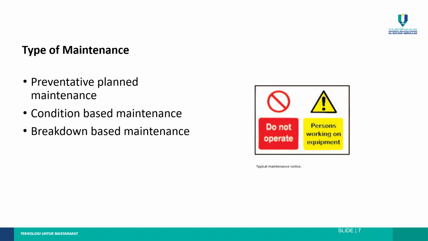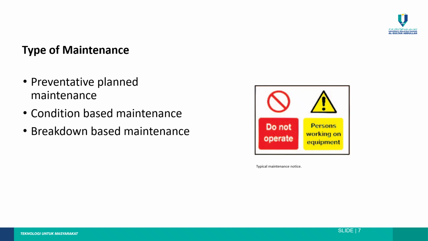The last one is breakdown-based maintenance, which is after it has broken down, then you need to maybe shut down the equipment and then do the maintenance. So this is more of a reactive action, compared to preventive and condition-based maintenance, both of which are preventive. It means you are proactive instead of waiting for it to break down before making the maintenance. You proactively prevent it from breaking down.